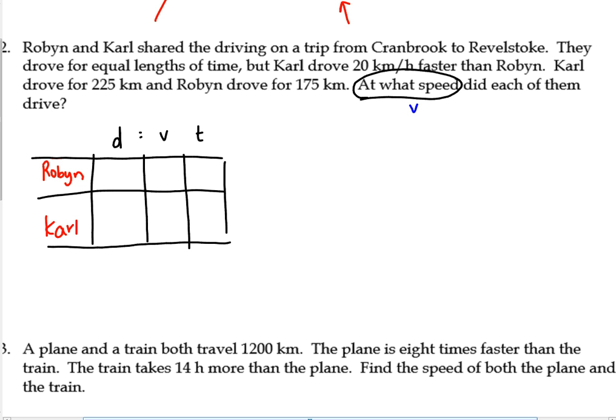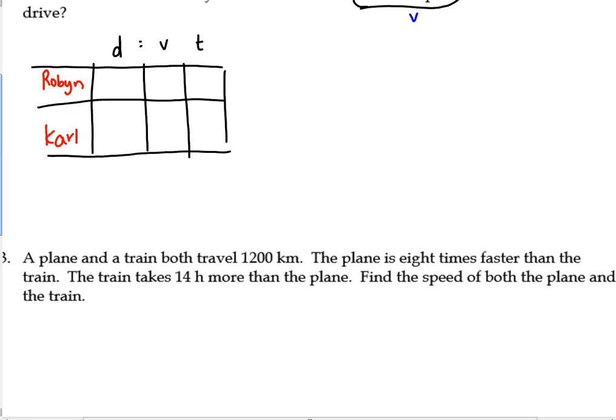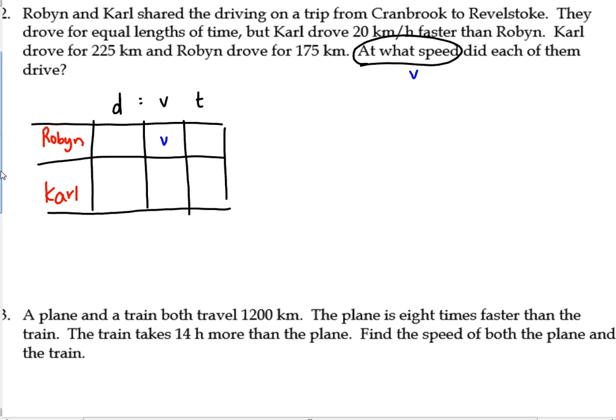So what's the relationship between them? It says they drove for equal lengths, but Carl drove 20 kilometers faster than Robin. So who is going to be our variable of v? Robin. Let's make Robin v, and Carl would be what? He's 20 kilometers faster than Robin, so v plus 20. Good. So we fill in our variables first. Our second step is filling in the actual columns that just have numbers. So what would those be? The distance. It said that Carl drove 225 kilometers and Robin drove 175.